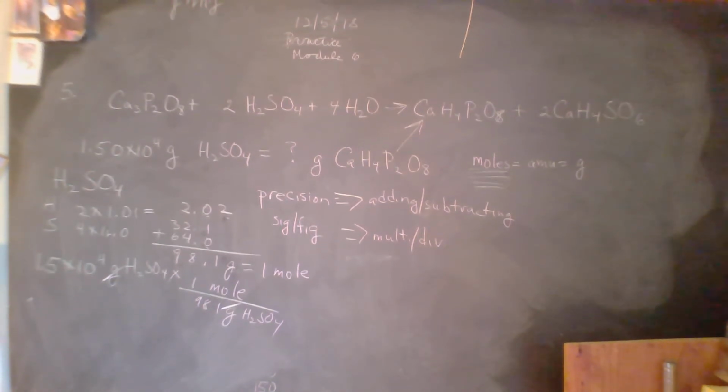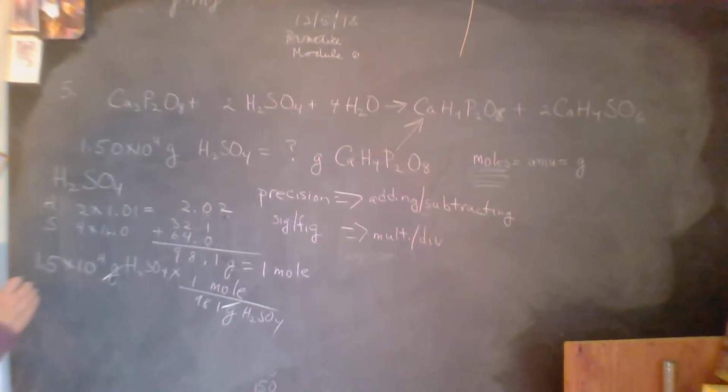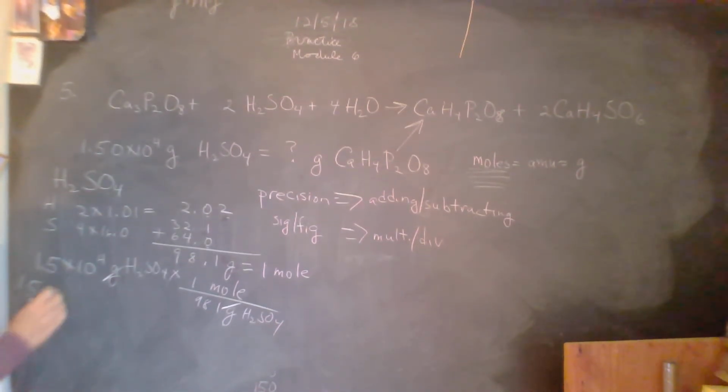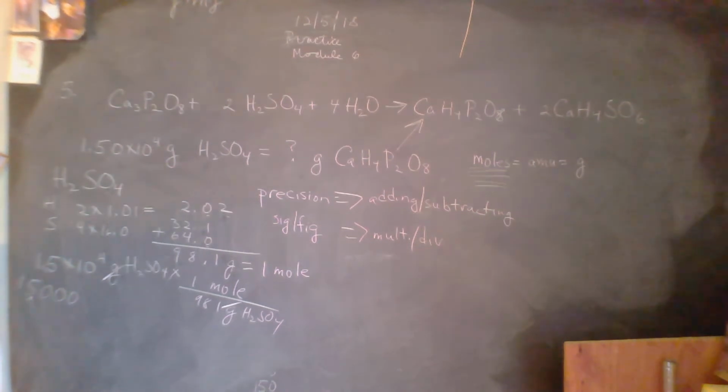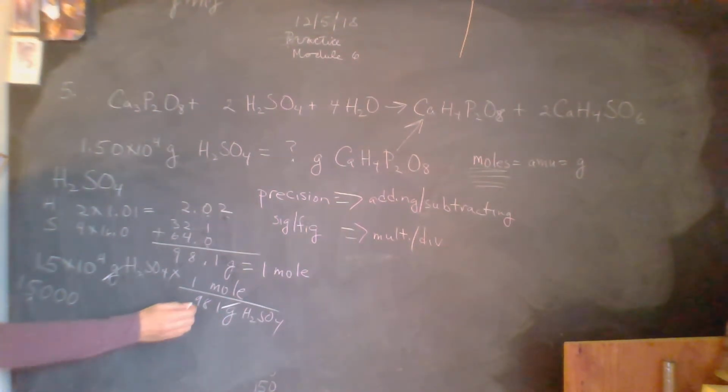So now you can use your handy dandy calculator and divide 1.5 times 10 to the fourth. Don't forget your 10 to the fourth. Might be easiest to just write it out. What's 1.5 times 10 to the fourth? 15,000. So 15,000 divided by 98.1 gives me 152.905199. So how many significant digits do I want? What am I limited by? This has 3. How many does this have? 2. So I can only have 2.